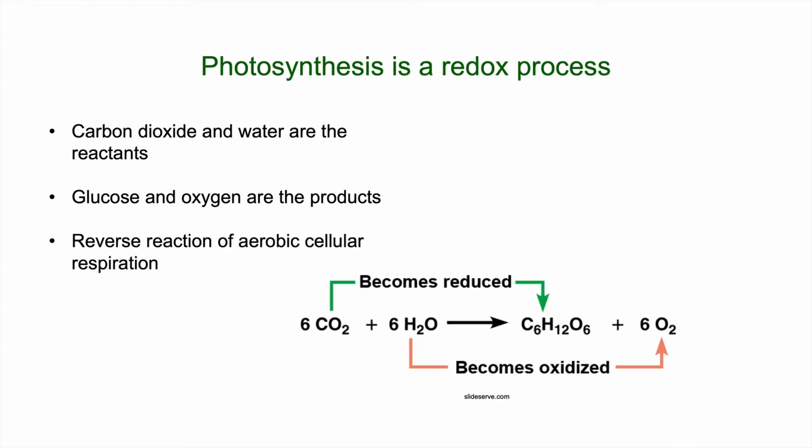Now, we've seen this before, redox reactions, but photosynthesis is another redox process, which means that something's going to get reduced while something else gets oxidized. Carbon dioxide and water go in, glucose and oxygen come out. If we look, it's the carbon dioxide. Remember, when you get reduced, you pick up protons and electrons, the equivalent of hydrogen atoms. So the carbon dioxide is gaining all the hydrogen. It's becoming reduced. Meanwhile, the water is losing hydrogens, and it's becoming oxidized. And that's what makes this a redox process.